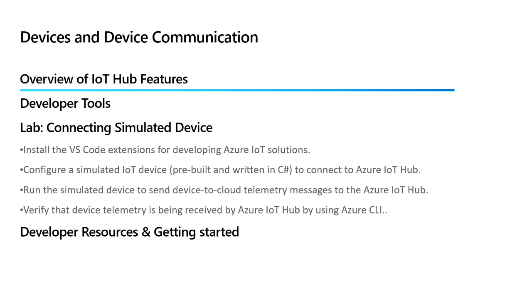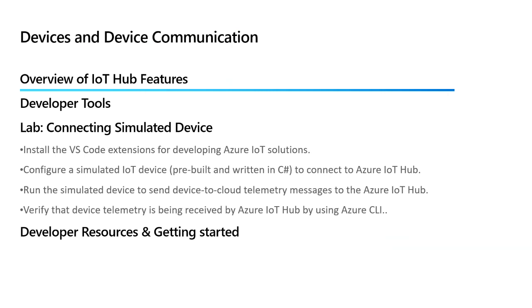All right, so the agenda for today: we're going to go over the IoT Hub features. We're going to deep dive into some developer tools that you can use. And then we're going to go into a hands-on lab, connecting a simulated device. We're going to look at all of our dependencies and set up our development environment, and install the right VS Code extensions to make it easy for you to develop IoT solutions faster.